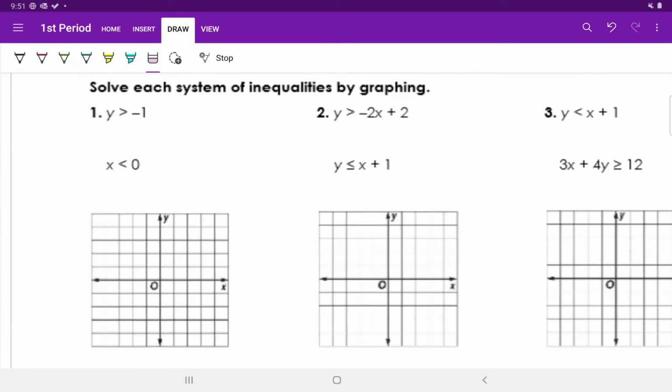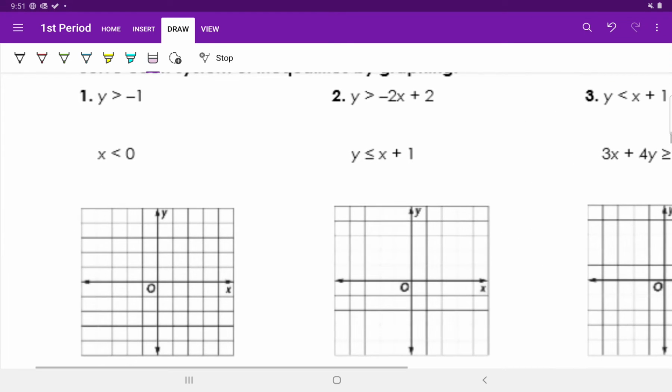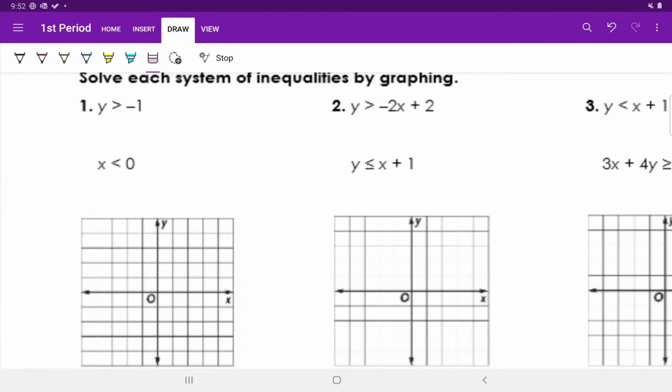For instance, number 1, we have two inequalities and we're looking for the solution to the system. The solution to the system has to be a solution to both this inequality and this inequality. So what we're going to do is graph both of these inequalities and then find the region of points that is a solution to both systems. So let's start by graphing y is greater than negative 1.